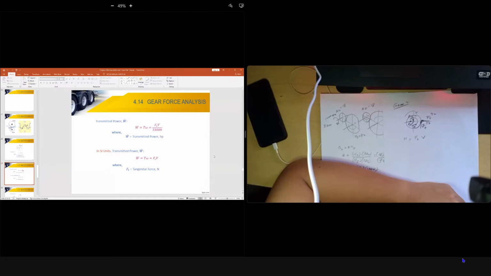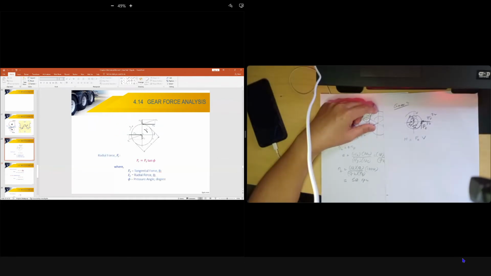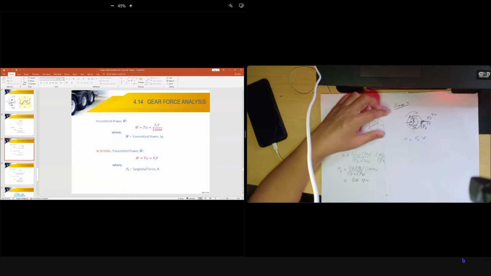Okay, class. Power is FT times V. This is for English units: power is FT times V, where velocity is pi dn over 12. And for metric, V is pi dn over 60,000. So for metric, to answer that question just now, which one was it?